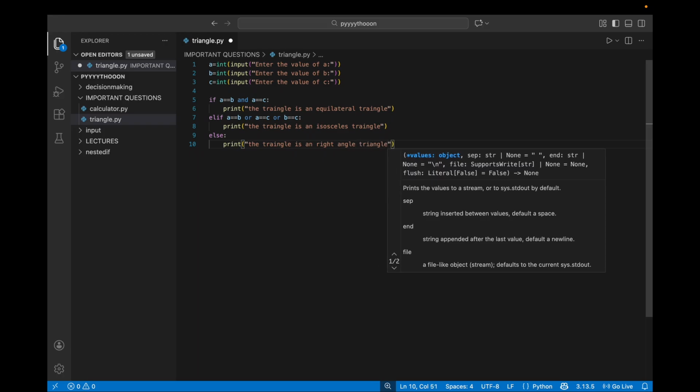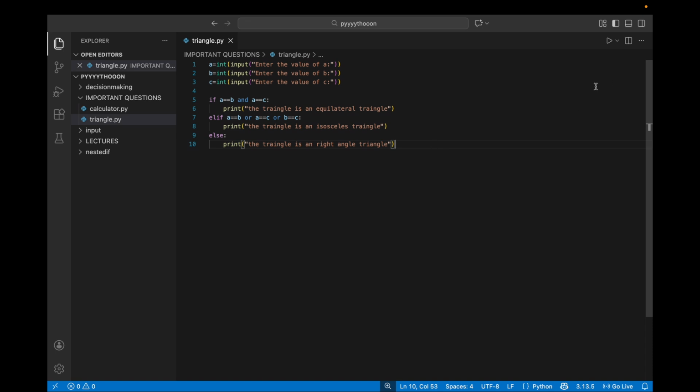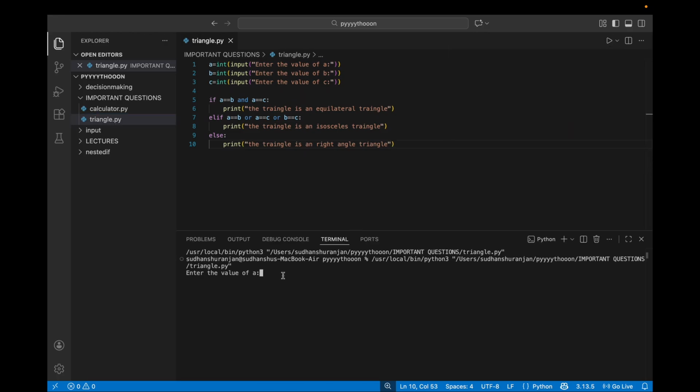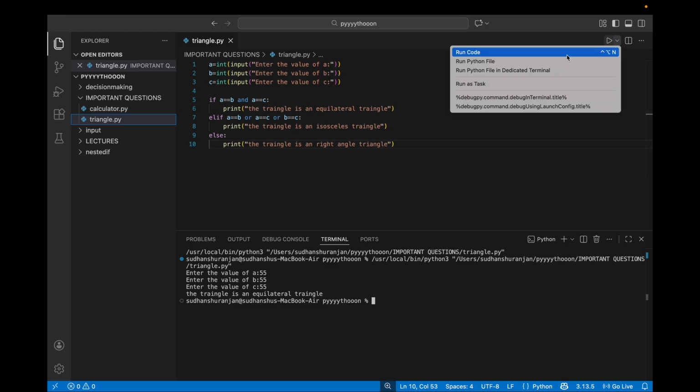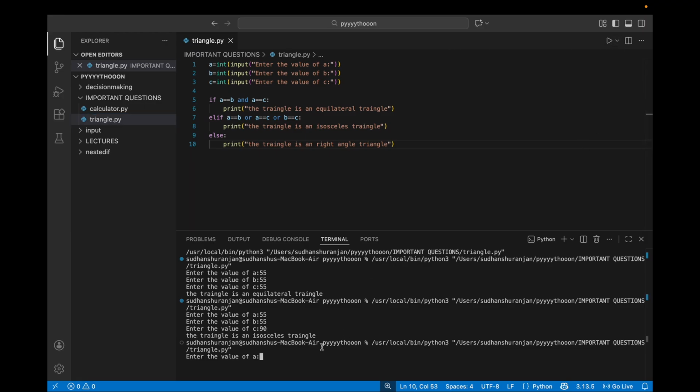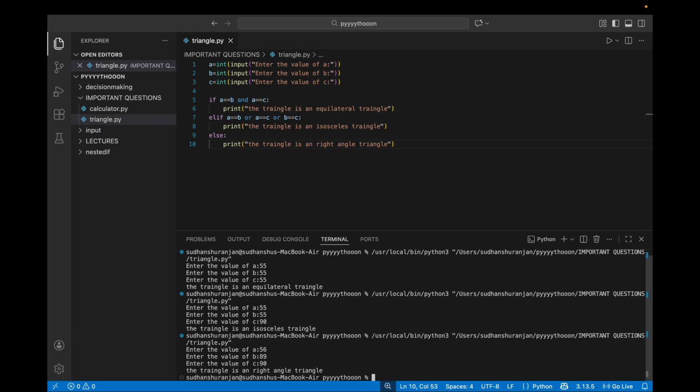Okay, now we are going to save it and we are going to run it. फिर से नहीं चला यार, again run it. Okay, now enter the value of 55, equilateral triangle. Again we are going to run this. 55, 90, isosceles triangle. And 69, 89 and 90, right angle triangle.